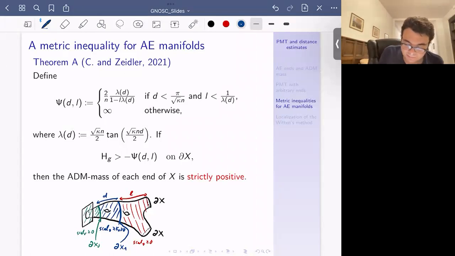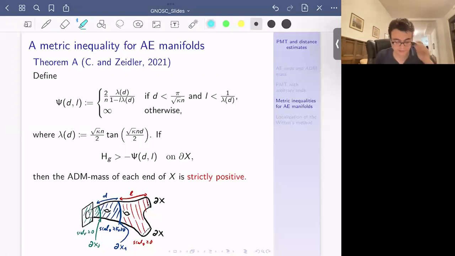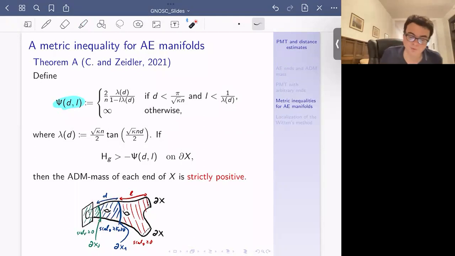Suppose that, so here we define this function. In other words, what's written here is the following: first of all, d is the distance between those two boundary components, so notice that if this is achieved, then lambda d is going to blow up. So in other words, this is an absolute upper bound for this region, assuming that the scalar curvature is greater or equal than a certain constant. And this just follows from the usual upper bound for bands, okay?